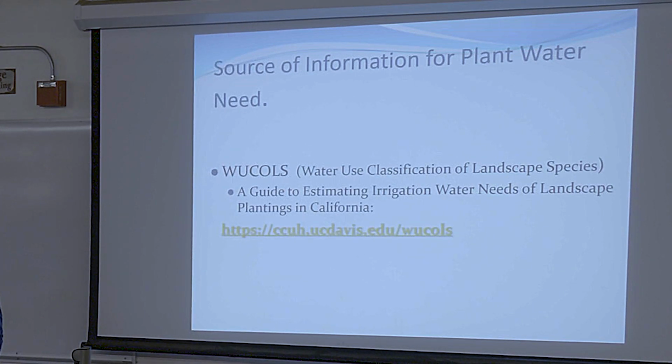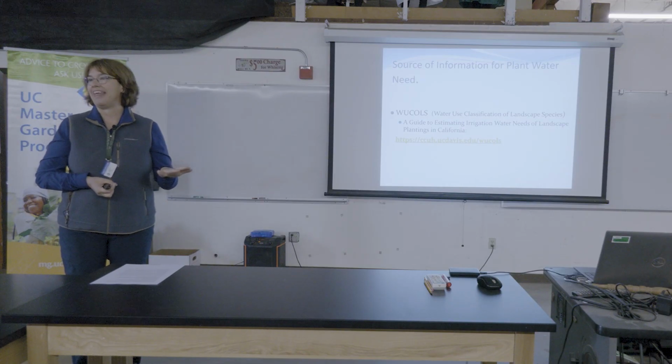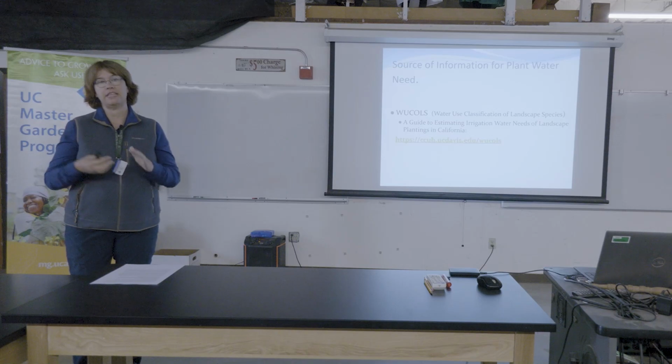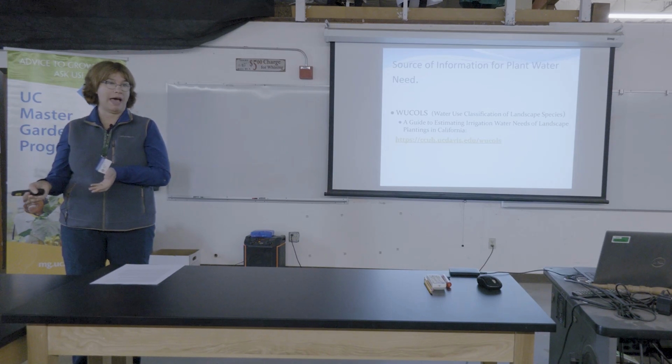All right, so how do we find this information? This is where we look, and this is the water use classification for all landscape species. UC has added to it over the years, so there's now thousands of different landscape species of plants in there. This is specifically for plants that are used in the landscapes primarily. So if you have an orchard or something like that, that is going to be different. There's actually one for agricultural crops as well.